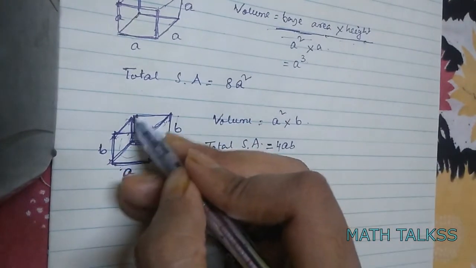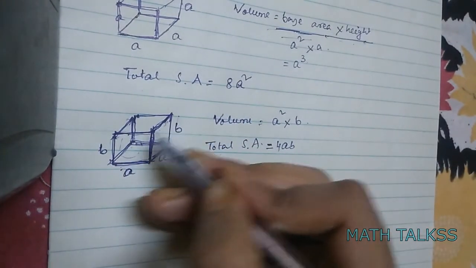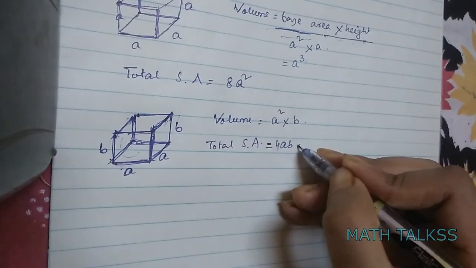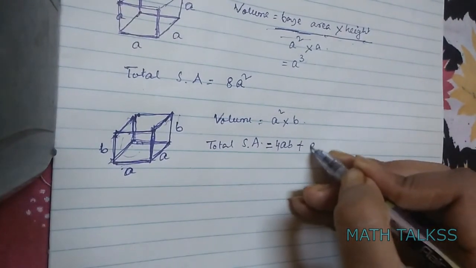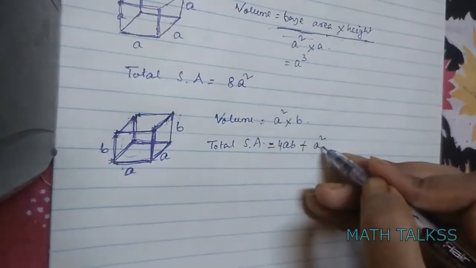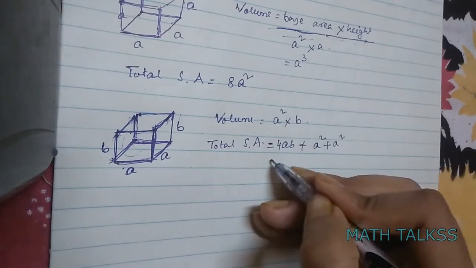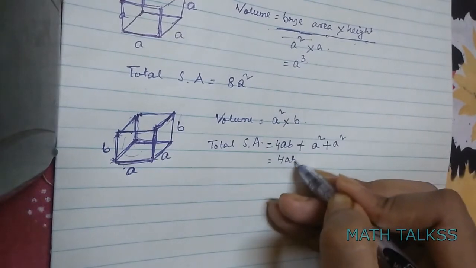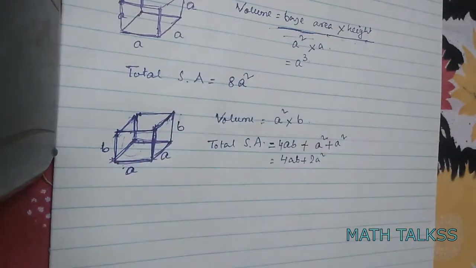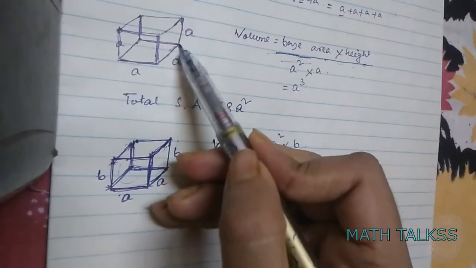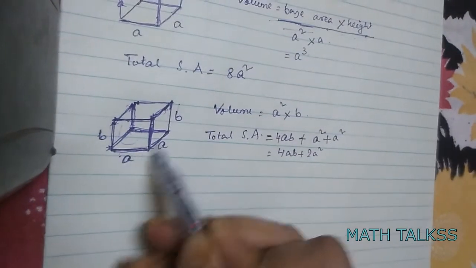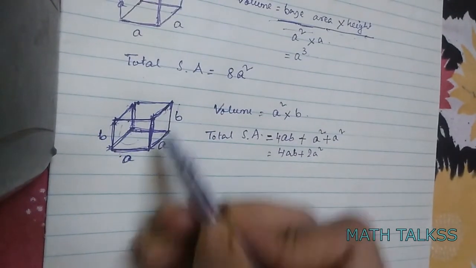The top surface is a square having sides a, so it has surface area a square, and the bottom surface also has surface area a square. So the total surface area is 4ab plus 2a square. So this is the condition having all the sides as a, and this is the condition having the base as length a but the height is b.